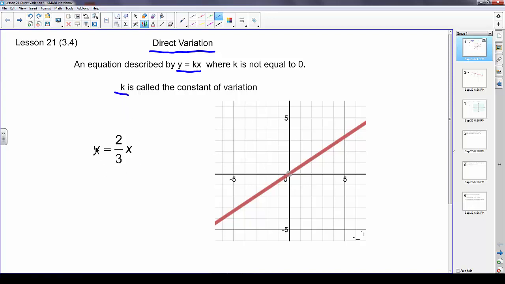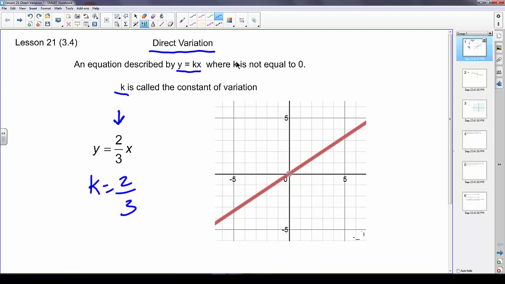And we call k a constant of variation. So in this case, here's y equals kx. The number right before the x is the constant, so k in this case is equal to 2/3. And we see that there's a line right here describing that.